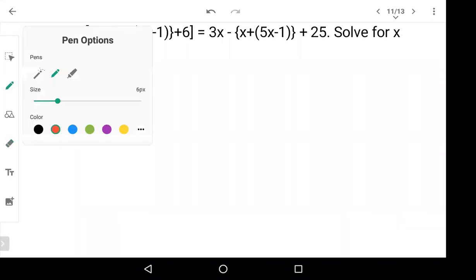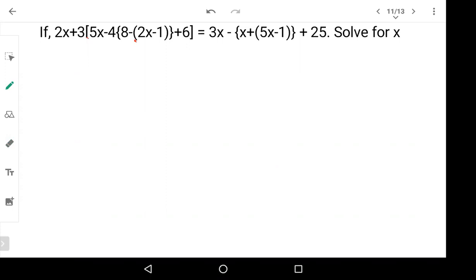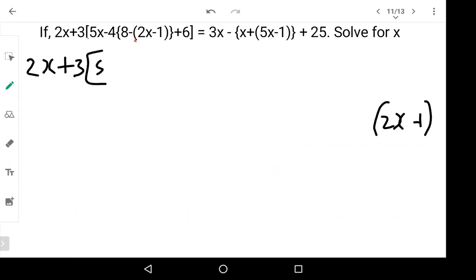Okay, so first let us remove the inside bracket, that is 2x minus 1. First we will write the rest of the things like that only: 2x plus 3, 5x minus 4, and then we have 8 minus. Now if you see here, this bracket does not have any number, but it has a minus sign outside. So if you are removing the bracket, you're supposed to multiply this minus sign.